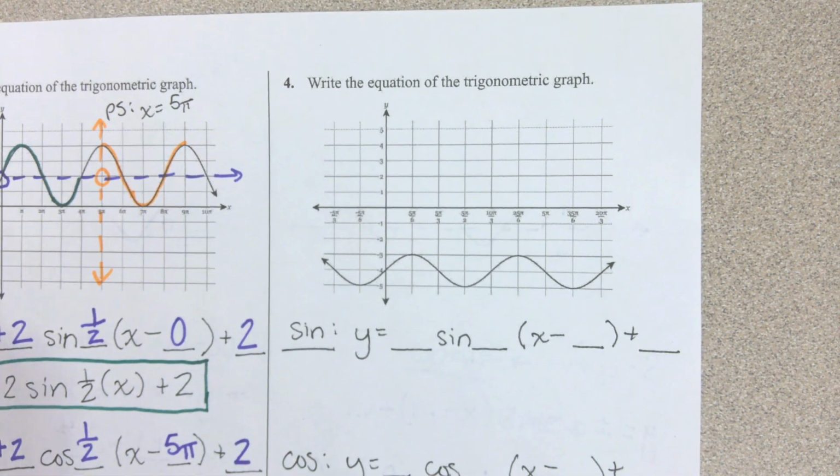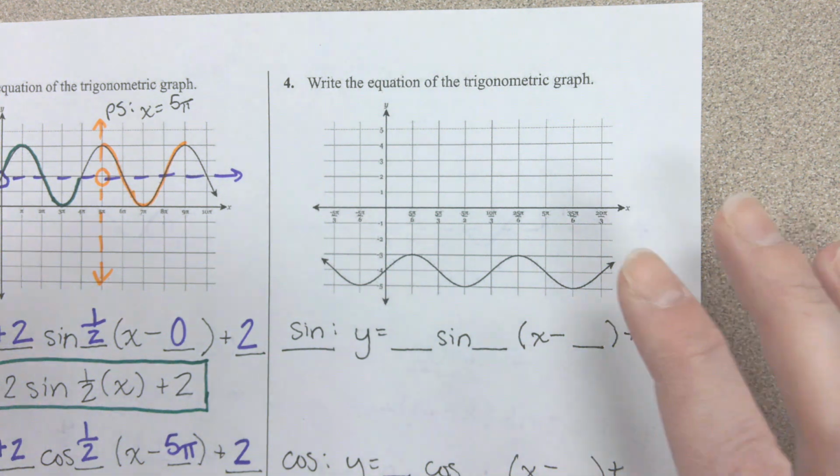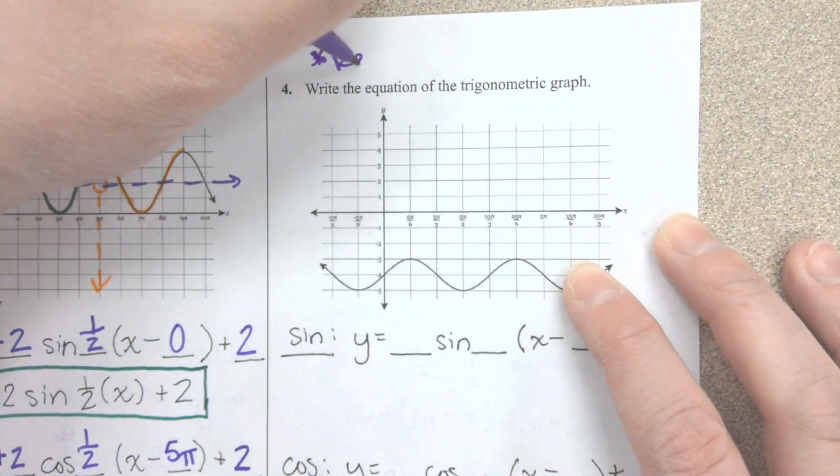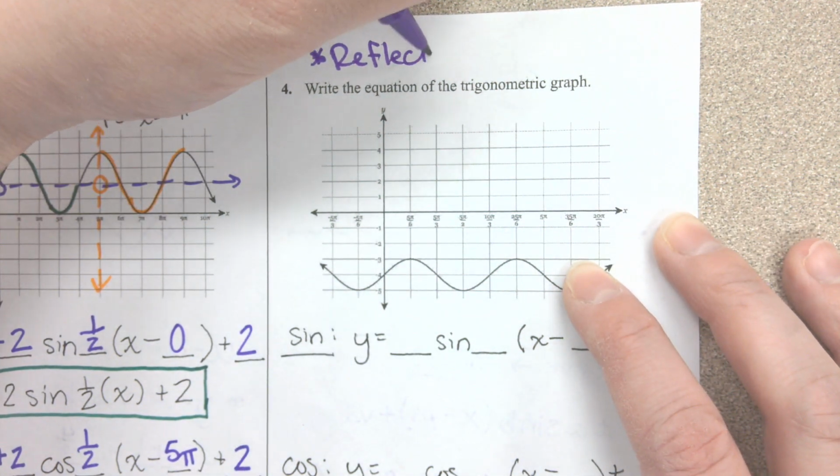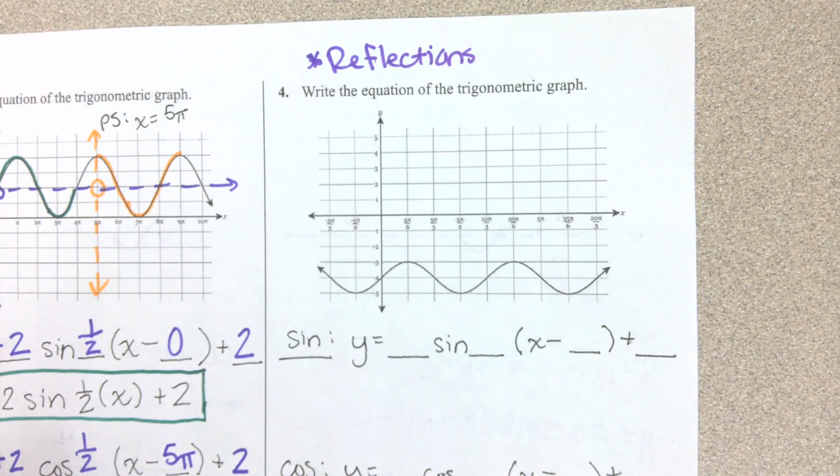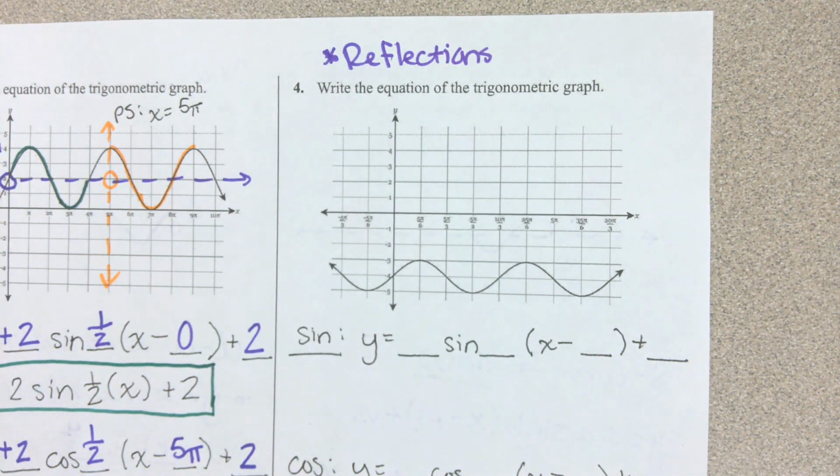So on this example, I want to target reflections. There's a problem on the homework where I ask you that your equations are reflections of sine and cosine. So I'm just showing you how to find those equations on here.